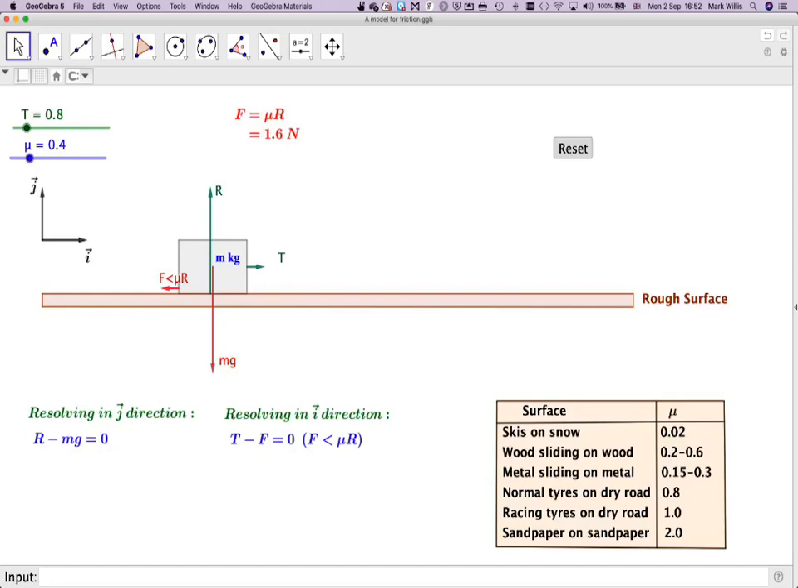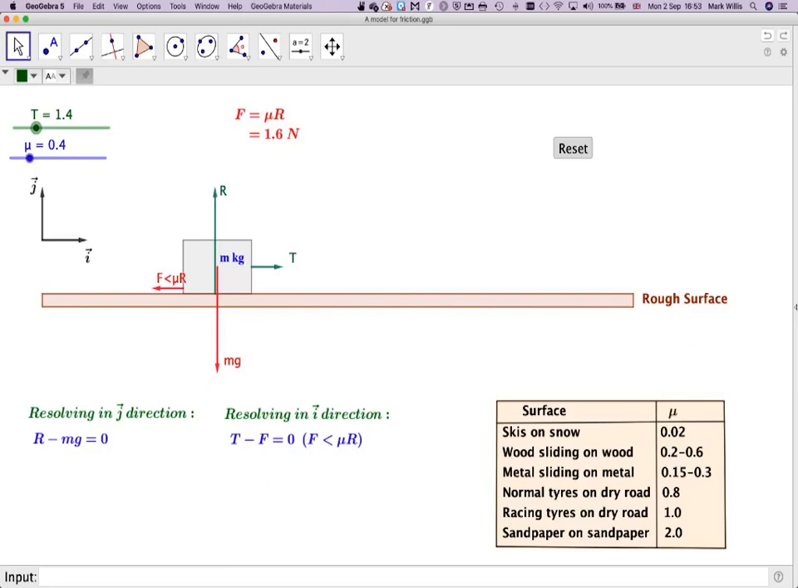Now the interesting point is when we get to this point here where it's 1.6. So what happens there? We have what's known as limiting friction. Let's just go back a minute. If we resolve, before we get to F equal to mu R, then R minus mg is equal to 0, so R will be equal to mg in any of these three situations. And if we resolve in the i direction, then T minus F is equal to 0, and at this particular point F is less than mu R.